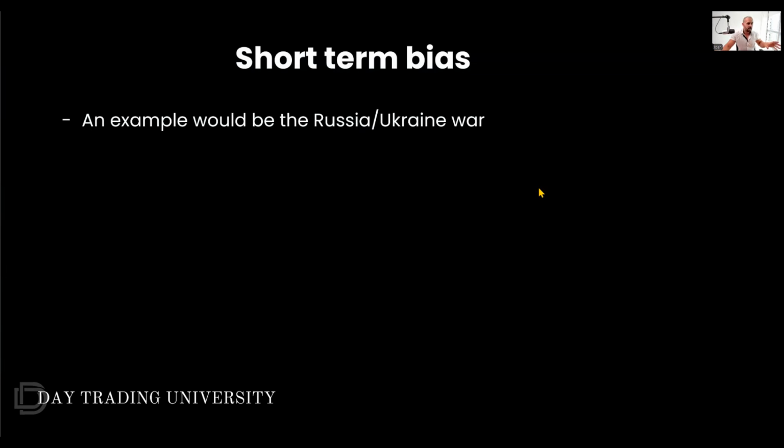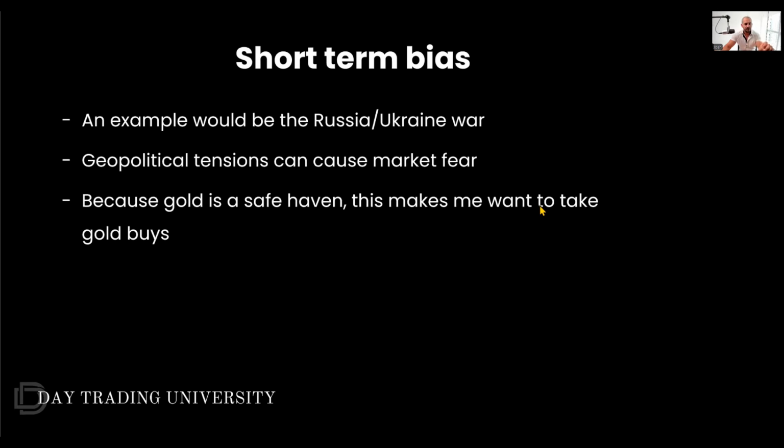Now, the short-term bias. This would be an example of the Russia-Ukraine war, right? Geopolitical tensions can cause market fear. And I don't want you to get lost in this next bullet point that's about to come up, but gold is a safe haven. So this makes me want to take gold buys. I'm going to talk about this a little deeper later, but basically just understand that when there's market fear, investors typically pool their money into a safe haven like gold because gold is not volatile. So that's why you'll see gold go up or go bullish when there's market fear, right?